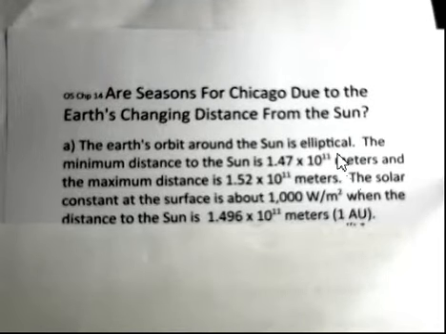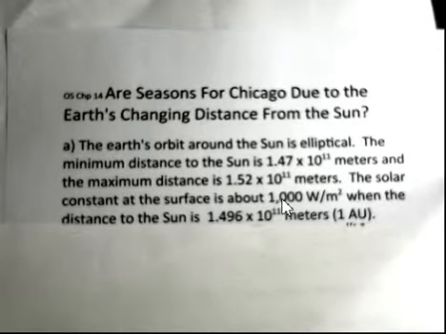The Earth's orbit is not a circle around the sun, it's elliptical. So sometimes we're closer, sometimes farther away. The minimum distance is 1.47 times 10 to the 11th meters, and that actually occurs in January. And our maximum distance, 1.52 times 10 to the 11th meters, that's in July.